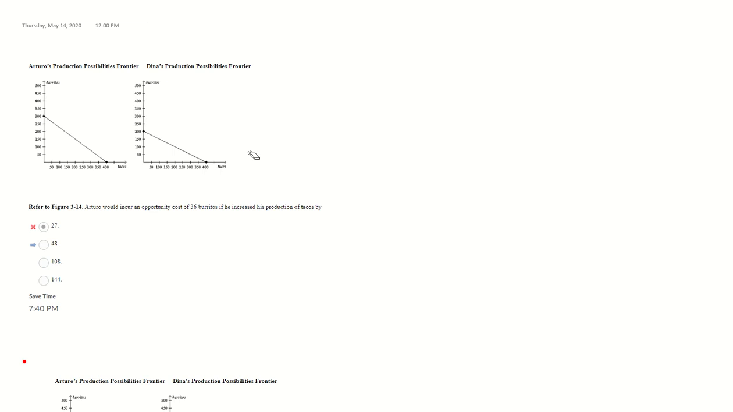So we have two parties here, Arturo and Dina, right? Each party can produce either burritos or tacos. The first question says, Arturo incurs an opportunity cost of 36 burritos if they increase production of tacos by how many units? Before we answer, we're going to set up the question correctly.